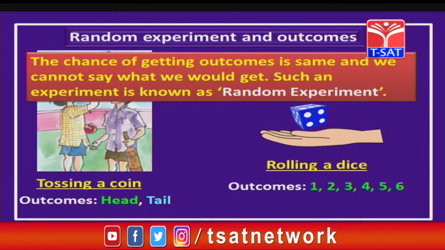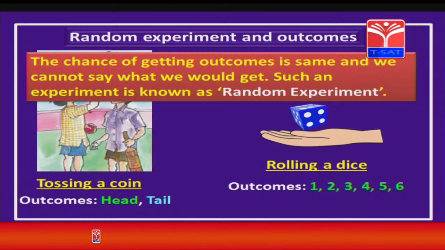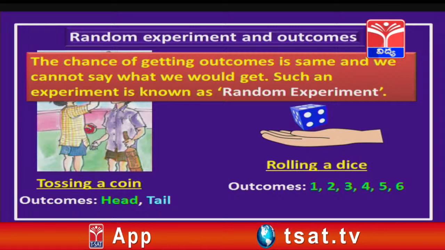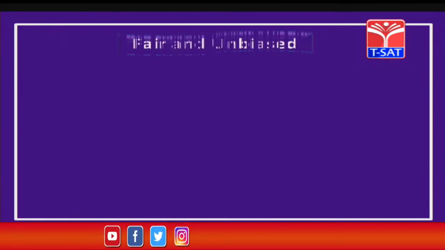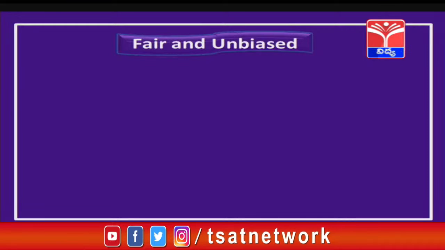Okay. So, the chance of getting outcomes is the same and we cannot say what we would get. Such an experiment is known as a random experiment. So, tossing a coin is an experiment, rolling a dice is also an experiment. Now, let us see what we actually mean by fair and unbiased, children.